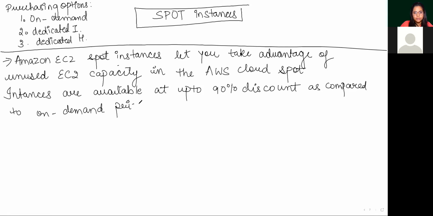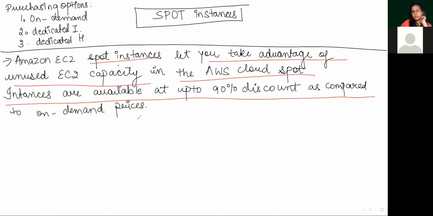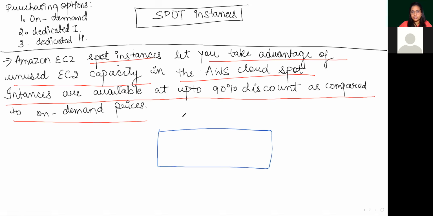Okay, so what they are trying to say, spot instances let you take advantage of unused EC2 capacity in the AWS cloud. Spot instances are available at up to 90% discount on the on-demand price. Just try to imagine that you run a hotel chain under you.